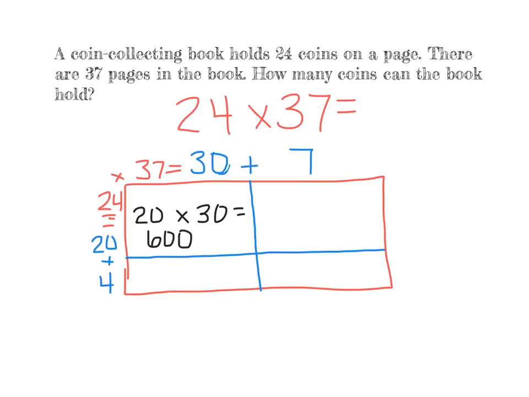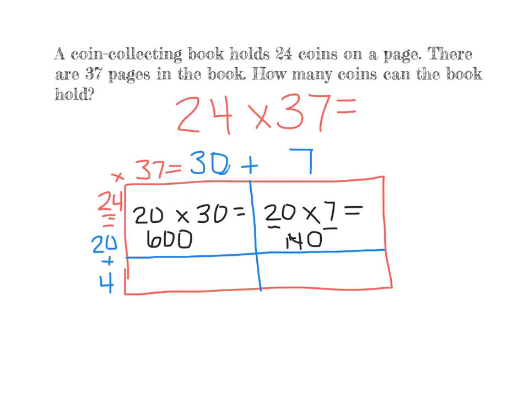Now, in my upper right section, I'm going to be multiplying that 20 again with the 7. So I'm going to write 20 times 7 equals. I'm going to multiply my 7 and my 2 first. So 2 times 7 is 14. And I'm going to count how many zeros I have, which is 1. So it equals 140.